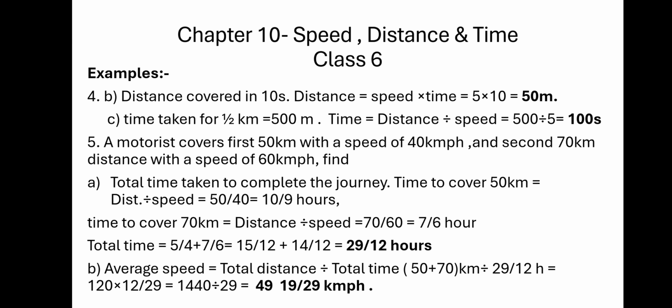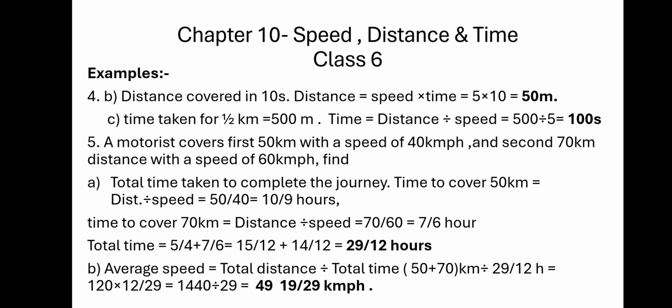Now see question, time taken for half kilometer. Half kilometer means how many meters? Because the speed is in meter per second, we have to convert the distance also in meters. So half kilometer is 500 meter because 1 kilometer is 1000 meter. And therefore time is equal to distance divided by speed. So 500 divided by 5 is 100 seconds.